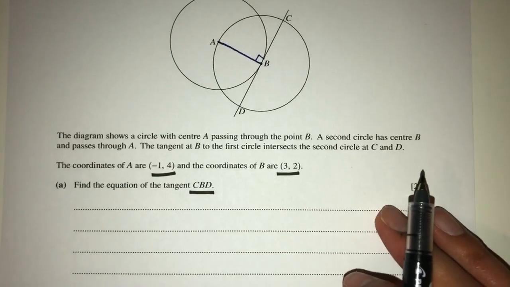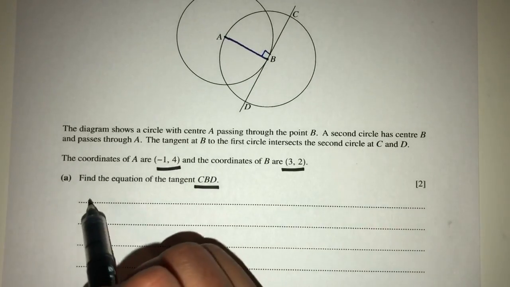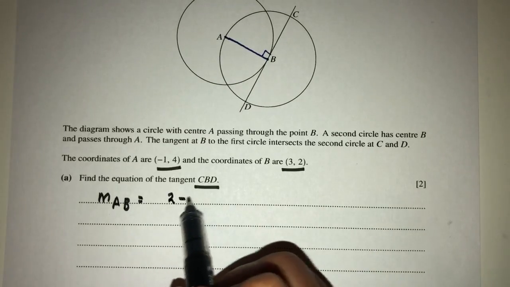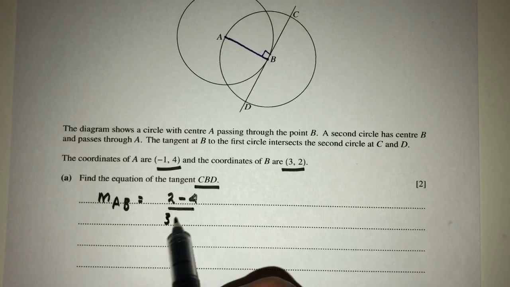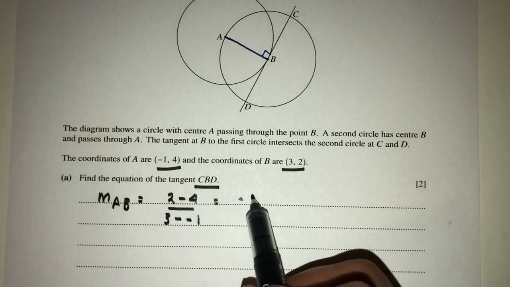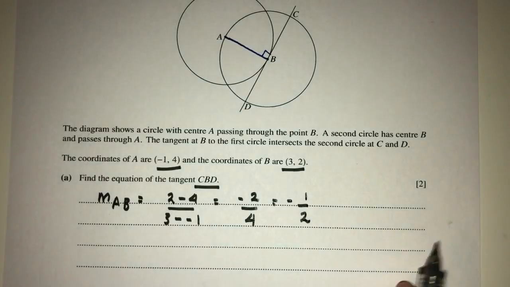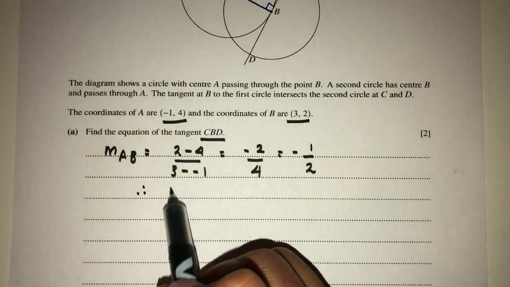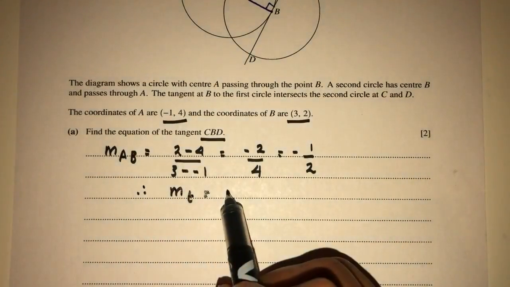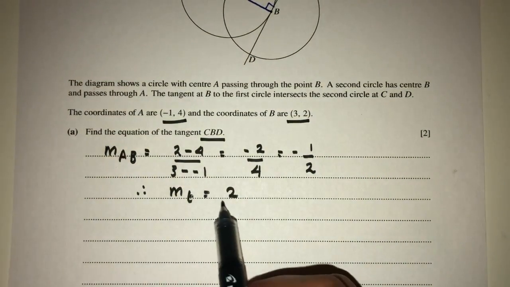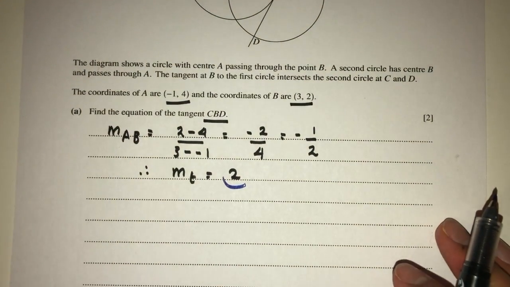So what does that mean? It means that if you know the gradient of AB, let's find that first, which is y2 minus y1 over x2 minus x1. That will be minus 2 over 4, which is minus half. So from this, we can conclude that the gradient of the tangent should be 2. Now we just have to use this value to find the equation.